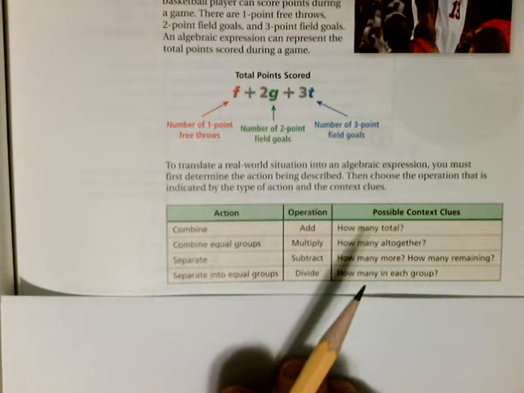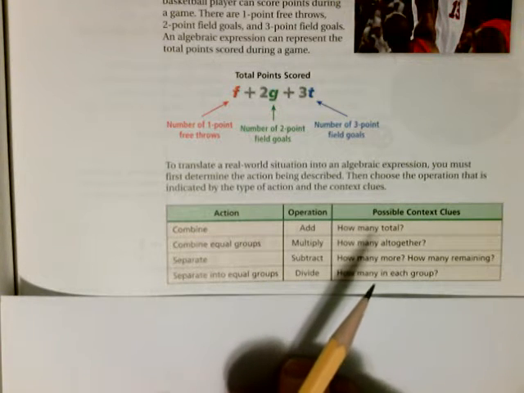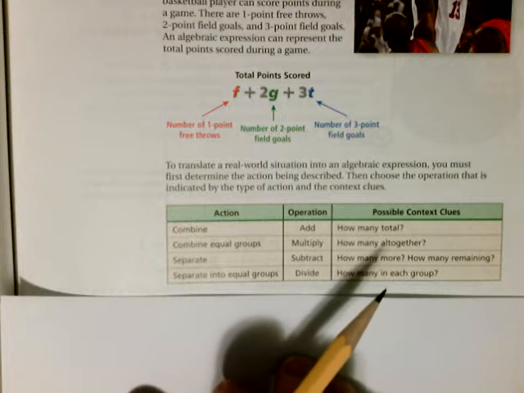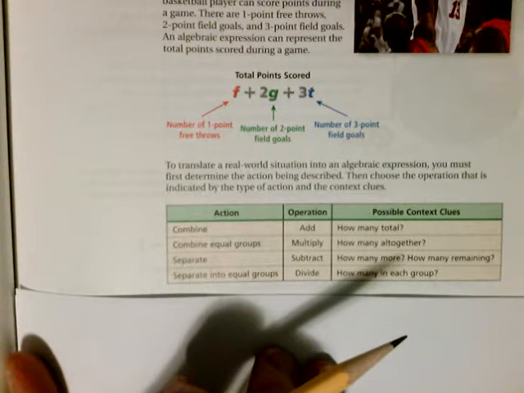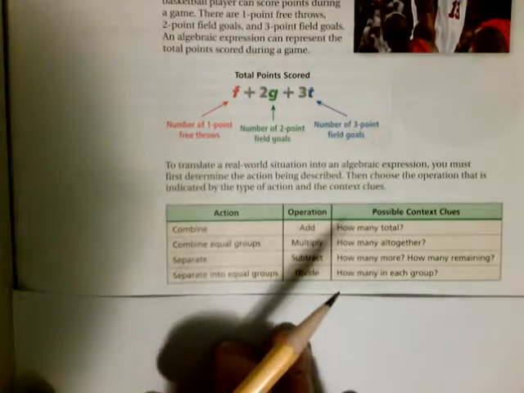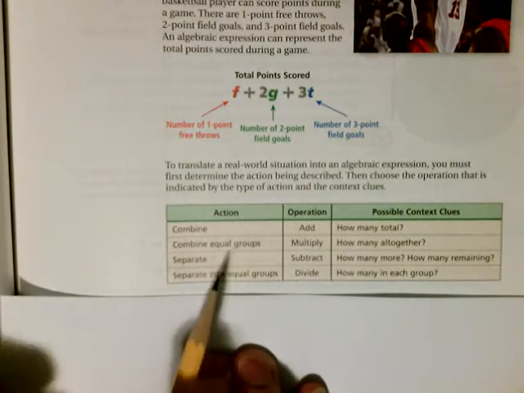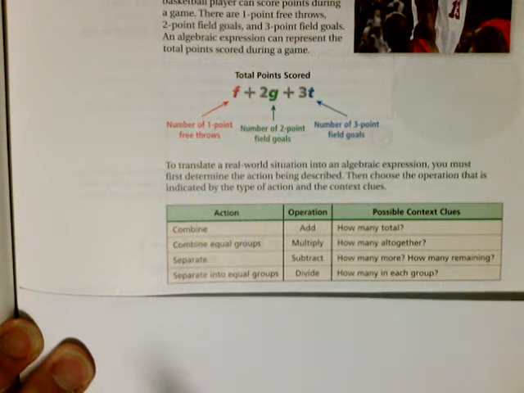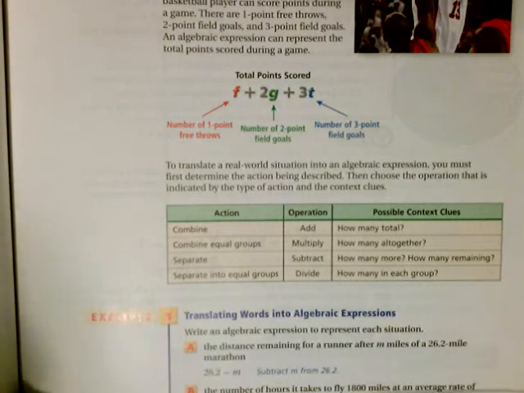If you're separating out from a group, that indicates subtraction. So how many are left if you started with $50 and you spend $3 a week on candy? Or how much money do you have in your lunch account if you spend $5 per day on lunch? And then separating into equal groups, that would be division. So if you have a 600-mile drive and you're driving 50 miles an hour, how many hours would it take?